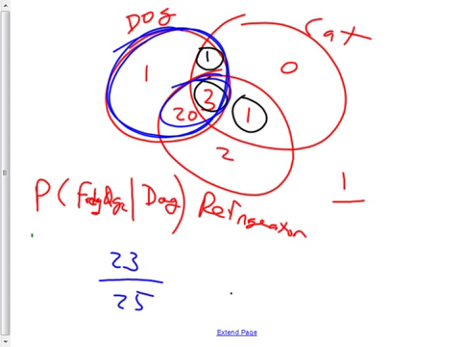All right, so when it says given, you narrow down what's possible to be only the things that are given, like the dog. Only those things are possible then. All right, next topic is contingency tables. A lot of times they'll have a table with like dog, cat, male, female.